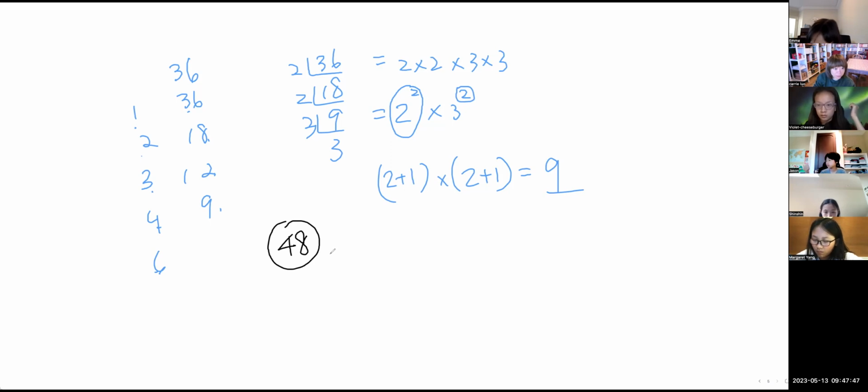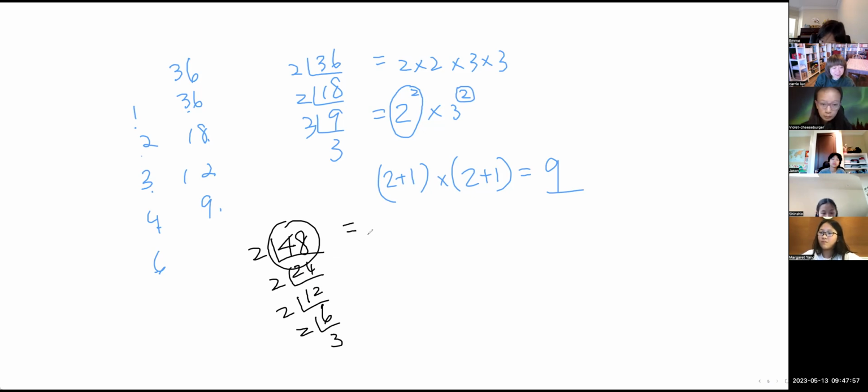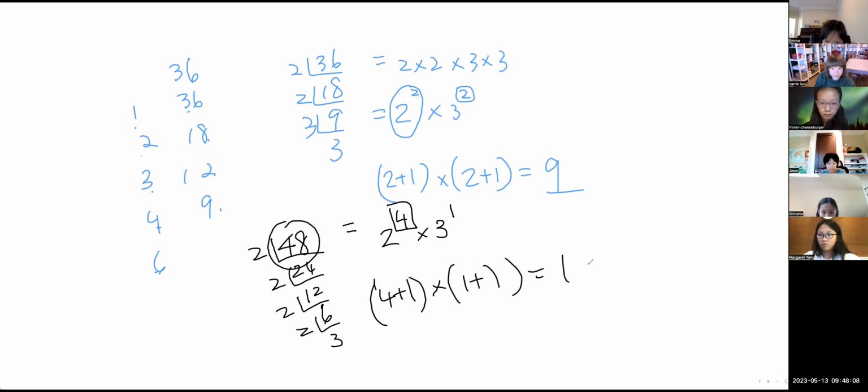10 of them? Violet, is it you? Okay, so let's take a look at this one, if Violet got it right or not. Violet, nervous? Okay, so 48 is 2 to the power 4 times 3 to the power 1. So 4 plus 1 times 1 plus 1. So the answer is 10. Good job, Violet. Very good.